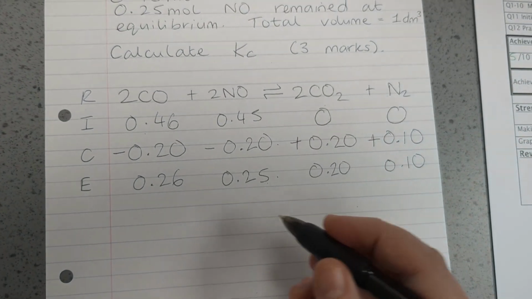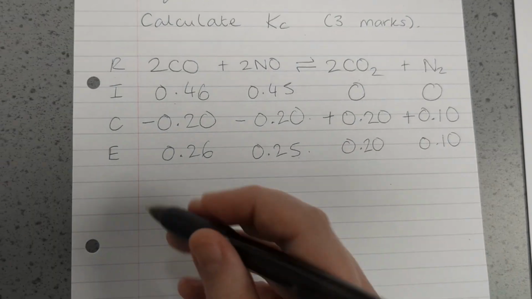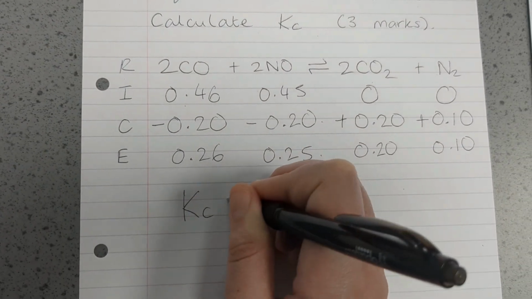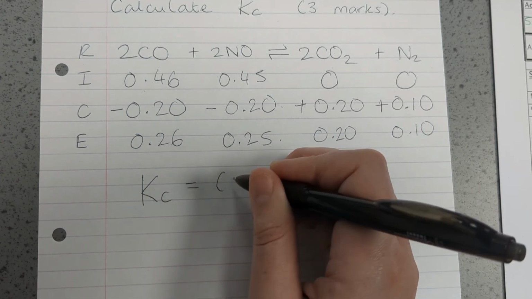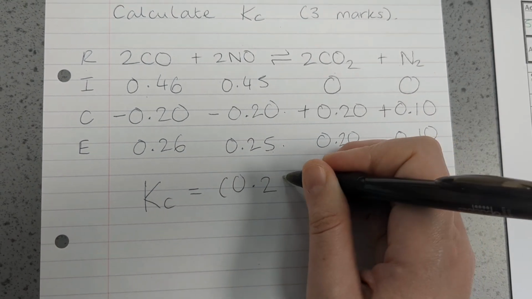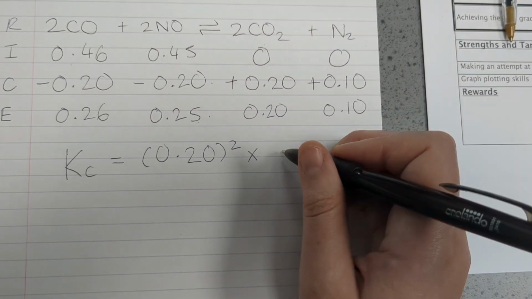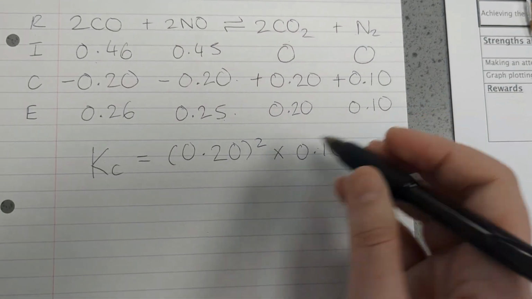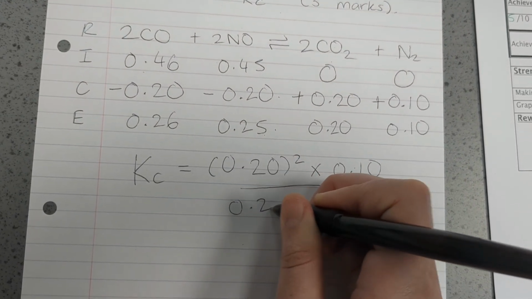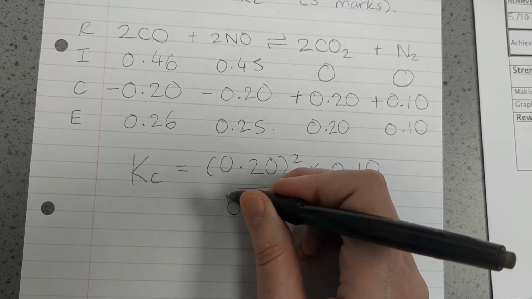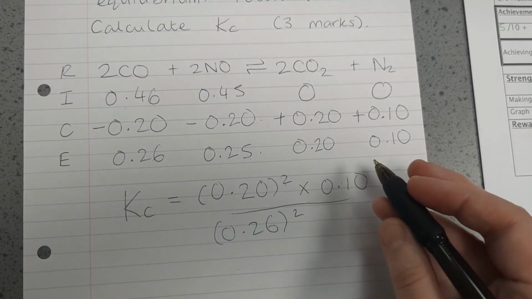And now we're ready to write our Kc expression and plug in these equilibrium values. So remember, Kc is products over reactants. Pop our numbers in. So that's our value for CO2 times the nitrogen over the reactants. So if we've got 2 moles of it, that becomes a squared, raised to the power 2.